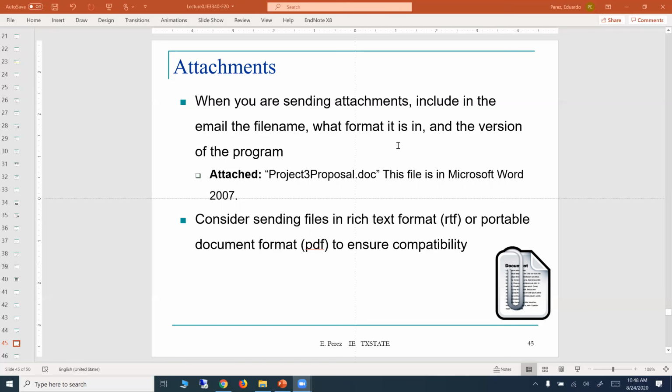So when you're sending an attachment, include in the email the file name, what format it is in, and the version of the program. I don't expect to see attachments in the emails unless you're submitting something late that I asked you to do and send me that via email. Attachments are going to be managed mostly through Canvas. So you're going to be uploading your homework on Canvas and other things as well. If you end up sending something via email, it's because I have allowed you to do that, and I will encourage you to use PDF instead of any other format.